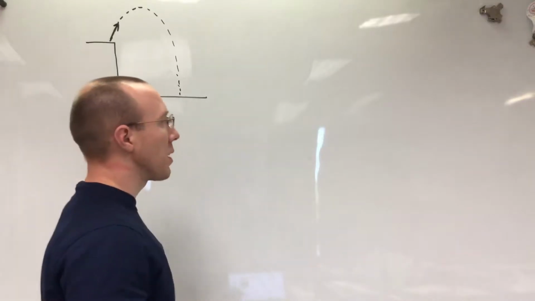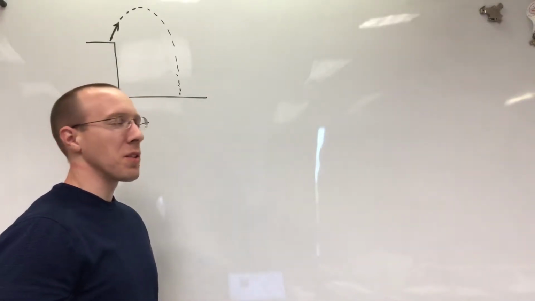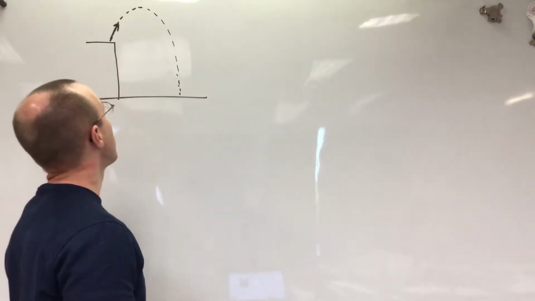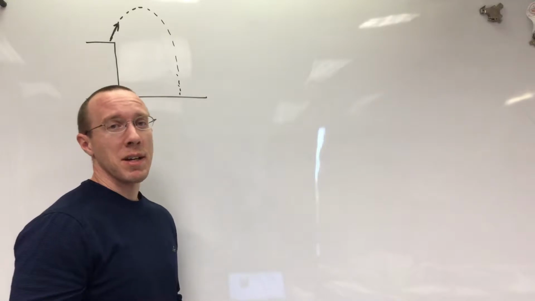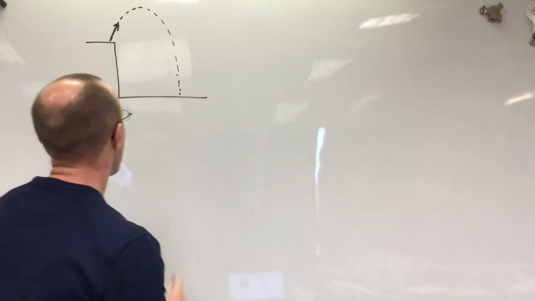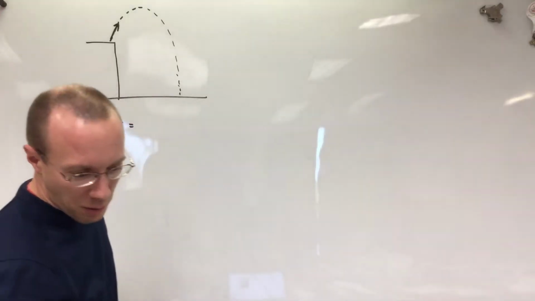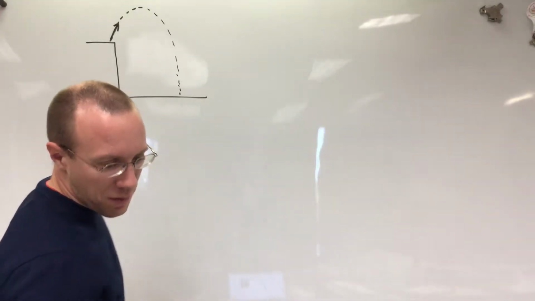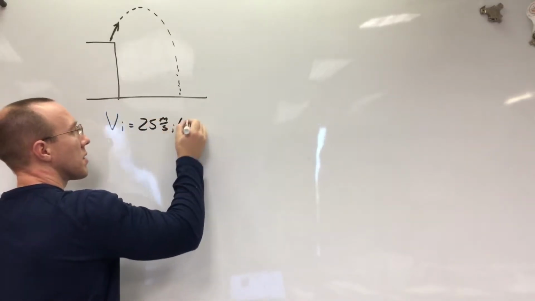So there's quite a few things that we could solve for here. I worked out some of the math pretty quick here after class, and I'm going to skip some steps that you should go back and make sure that you know how to do. So we're going to assume that the initial velocity of the ball being thrown is 25 meters per second at 65 degrees.